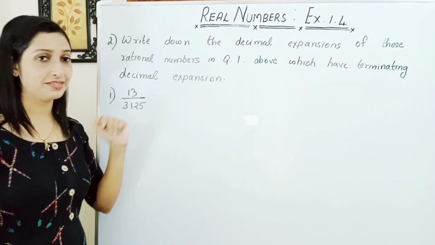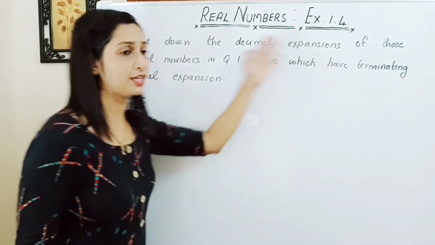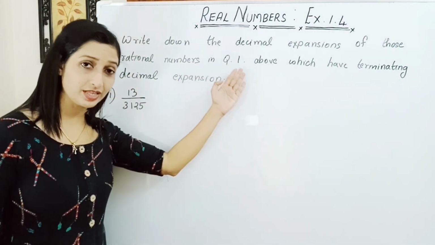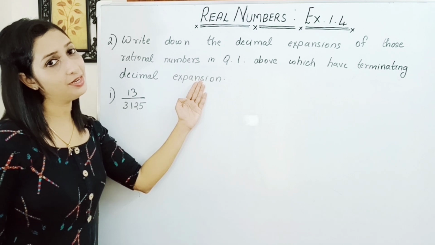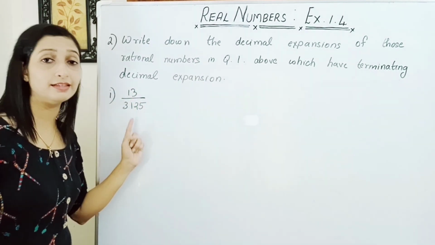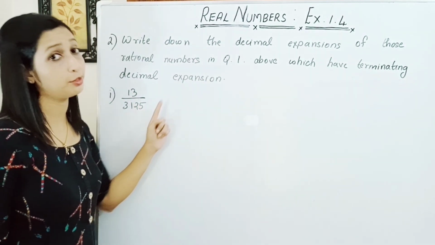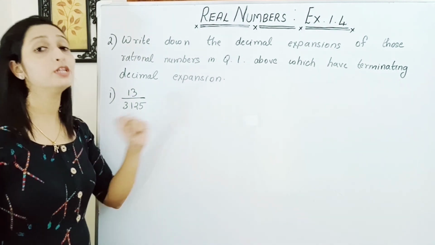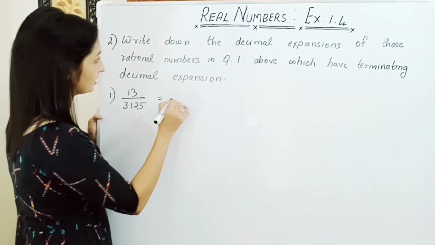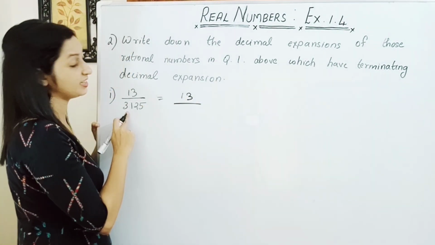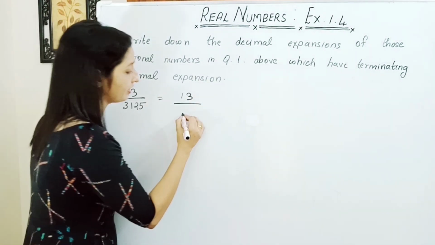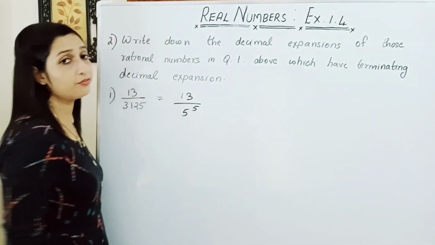This is a second question, which is write down the decimal expansion of those rational numbers in question number 1 above which have terminating decimal expansion. So our first question, 13 by 3125, had a terminating decimal expansion. So let us find out how to find the decimal expansion. So how can we write this 13 by 3125? I can write it as 13 by 5 raised to 5.